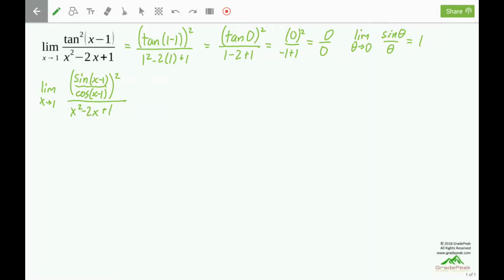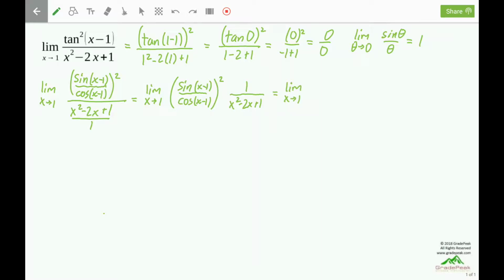Since we have a fraction in the numerator, we're going to need to take the fraction in the denominator, reciprocate, and multiply it. It's not a fraction right now, but I'm going to make it a fraction by putting it over 1. Our next step will be reciprocating and multiplying. So we have the sine of (x minus 1) divided by the cosine of (x minus 1), and then that entire thing squared times the reciprocal, which is 1 over x squared minus 2x plus 1. And now we can multiply the numerators and denominators.